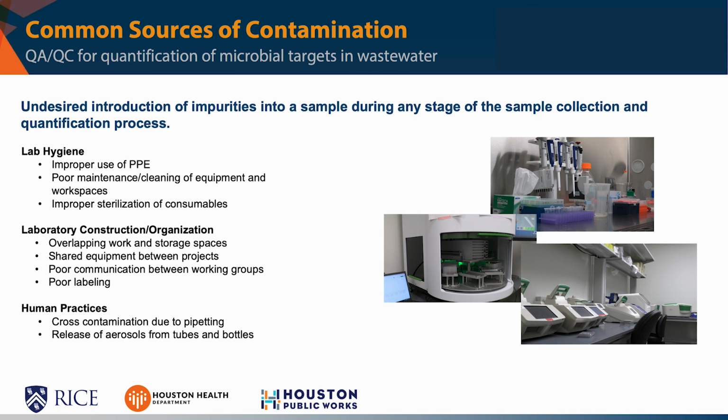In this case, contamination can occur when there are overlapping work and storage spaces for different stages of the quantification process. Poor communication between working groups can also play a role in contamination. For example, failing to communicate when equipment was last calibrated or cleaned, or poor labeling of reagents and samples. Lastly, human practices such as poor pipetting techniques and sample handling can lead to cross-contamination.